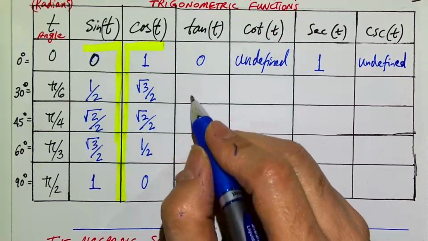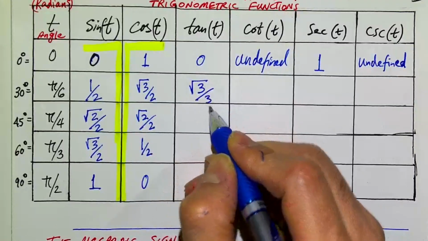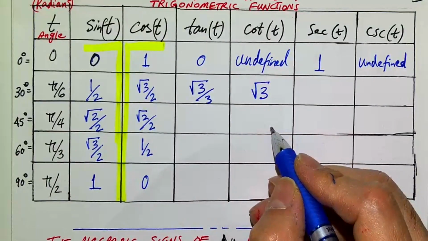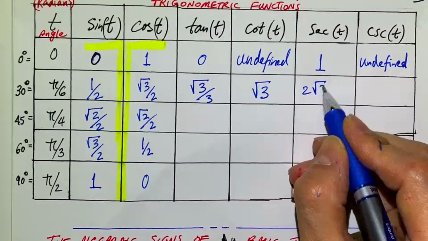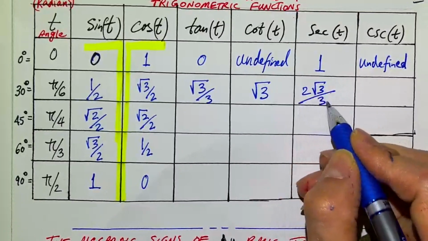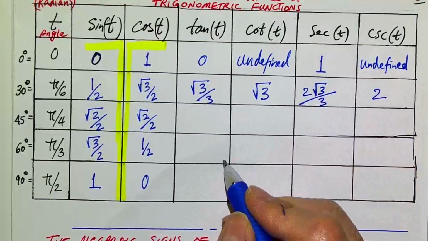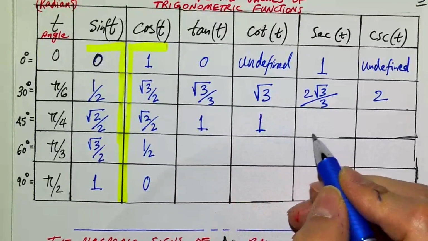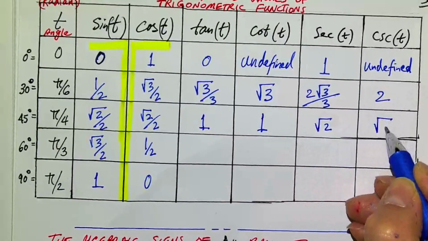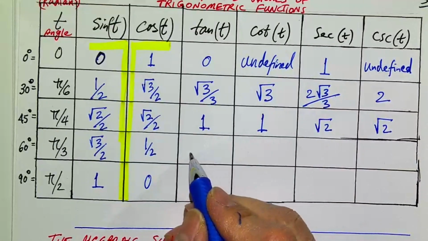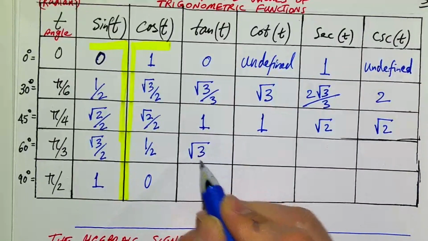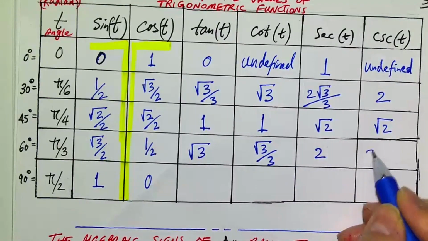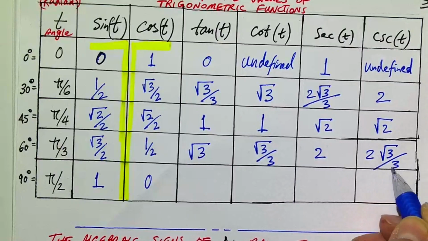And tangent of t would be square root of 3 over 3. Then this would be square root of 3. And then 2 square root of 3 over 3. 2. And then here would be 1. 1 again. And then square root of 2, square root of 2. And then we'd have square root of 3, square root of 3 over 3, and 2 and 2 square root of 3 over 3.